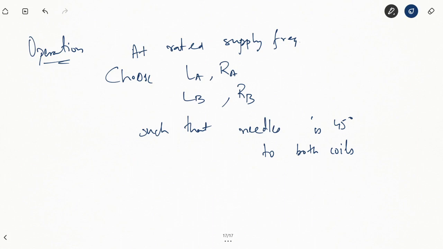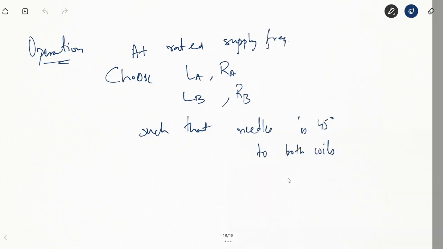So we have studied the Weston type frequency meter, and now we'll be moving on to the next type, that is the ratiometer type.